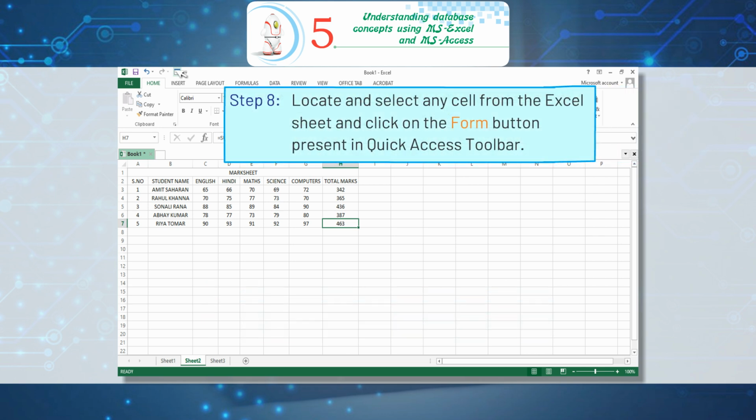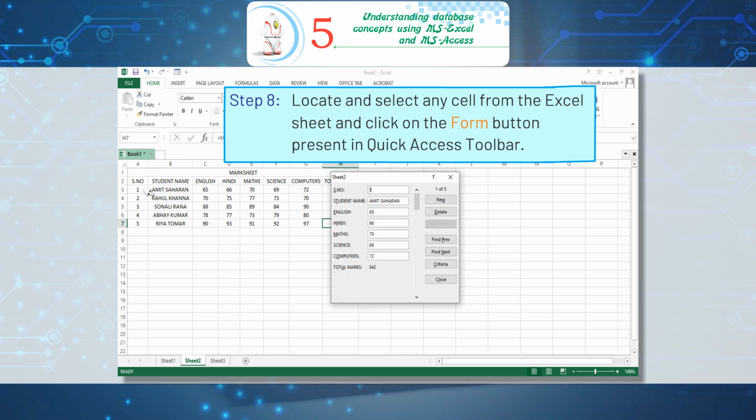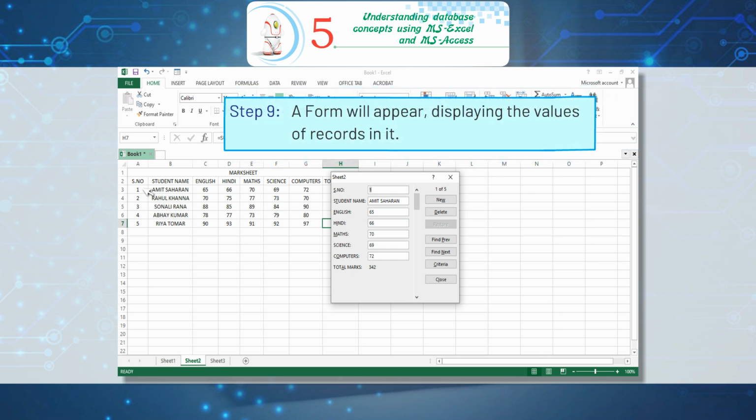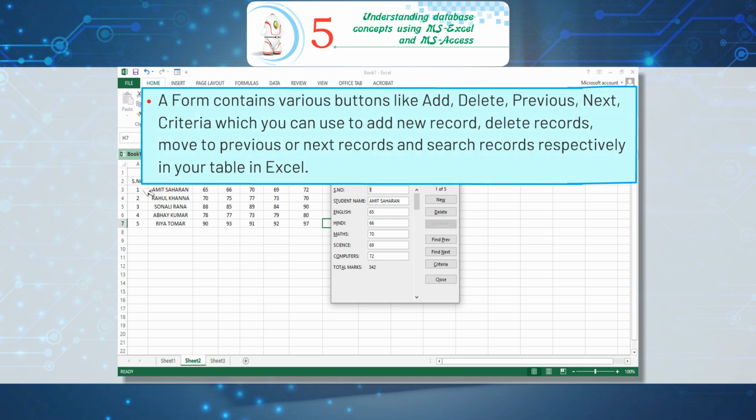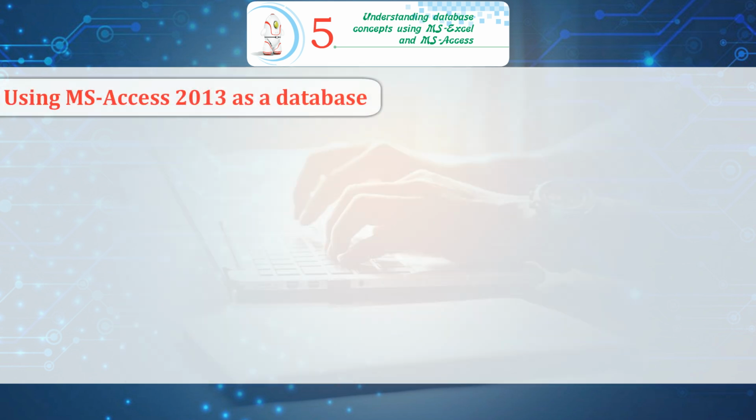8. Locate and select any cell from the Excel sheet and click on the Form button present in Quick Access Toolbar. 9. A form will appear, displaying the values of records in it. A form contains various buttons like Add, Delete, Previous, Next, Criteria, which you can use to add new record, delete records, move to previous or next records, and search records respectively in your table in Excel.